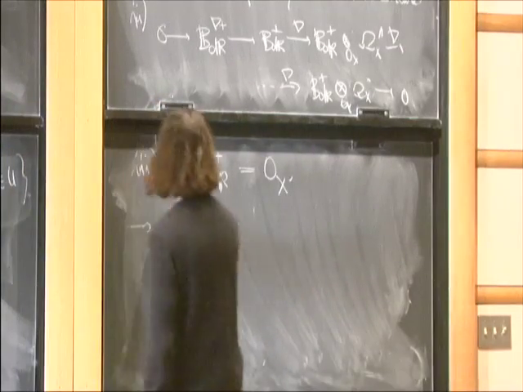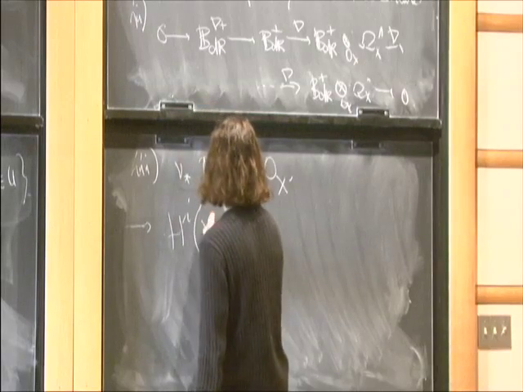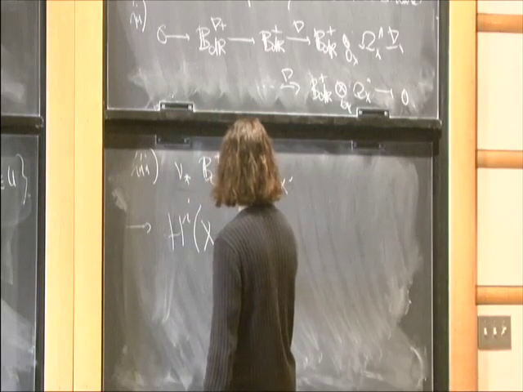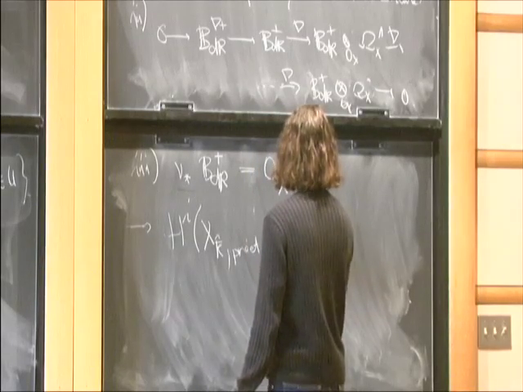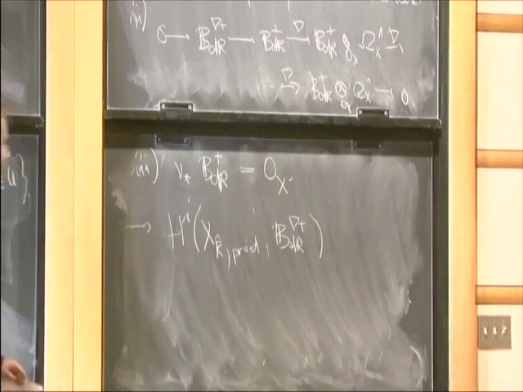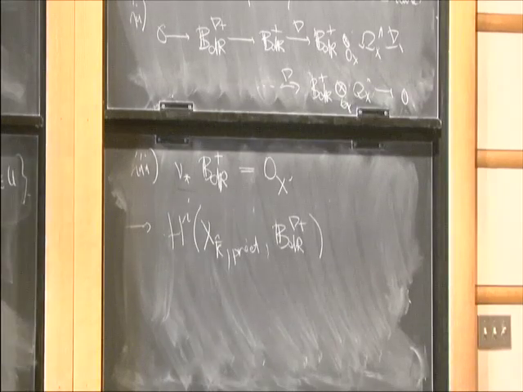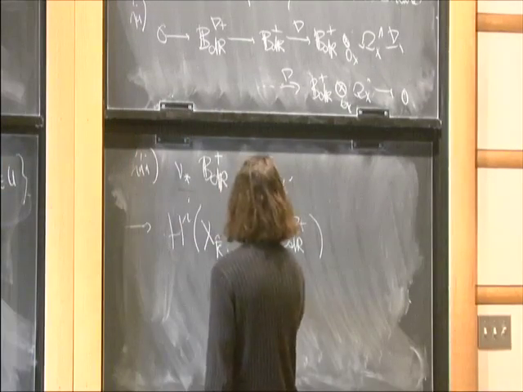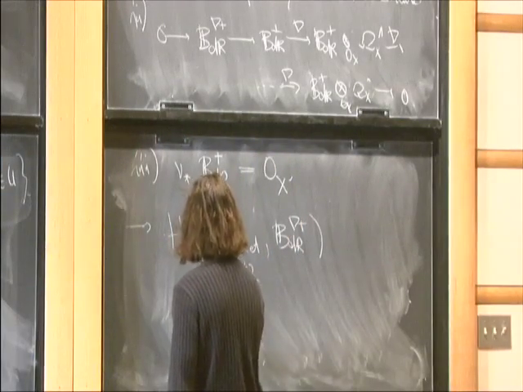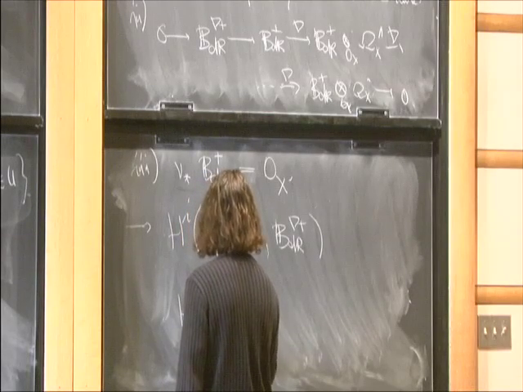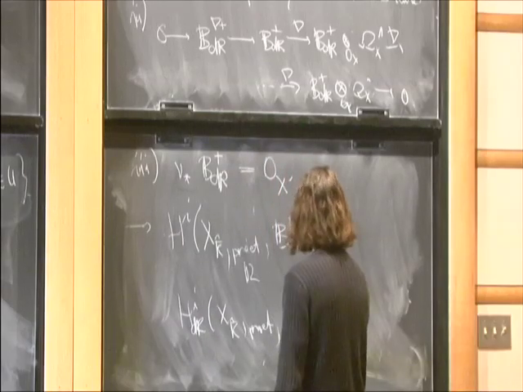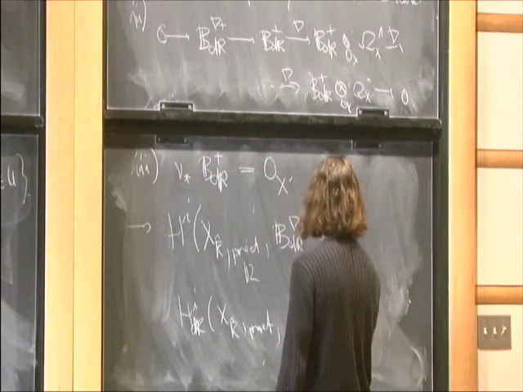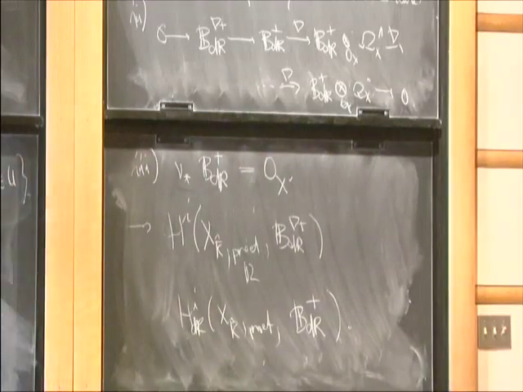One immediate application is that you can compare the cohomology of this sheaf B de Rham nabla plus, which should be sort of a constant local system, with the de Rham cohomology calculated on this sheaf. I mean, that's just by taking the cohomology of this sequence there.